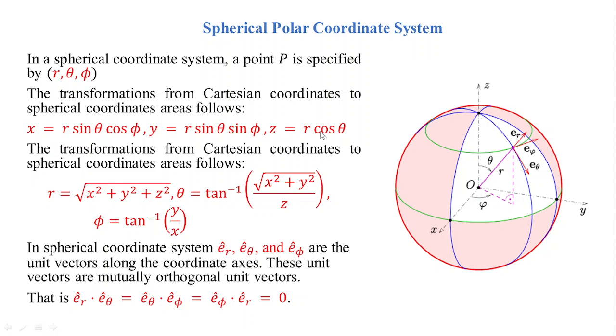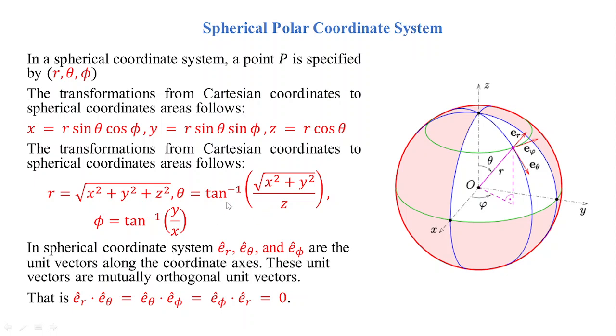From these three results, we can find the values of r, theta, phi in terms of the Cartesian coordinates x, y, z. These results are r is equal to square root of x square plus y square plus z square. Theta is equal to tan inverse of square root of x square plus y square divided by z. And phi is equal to tan inverse y by x.